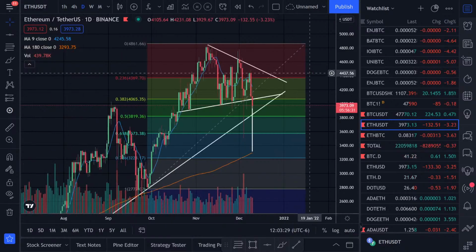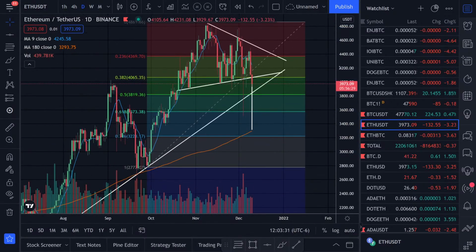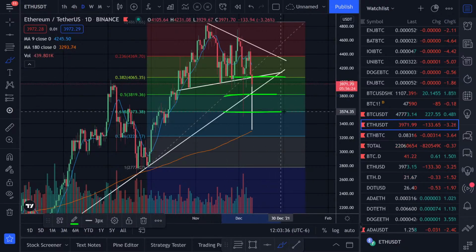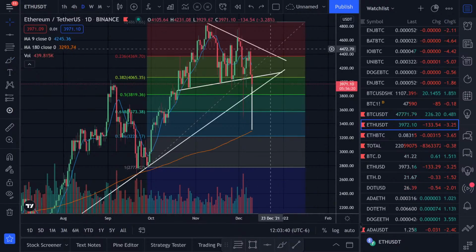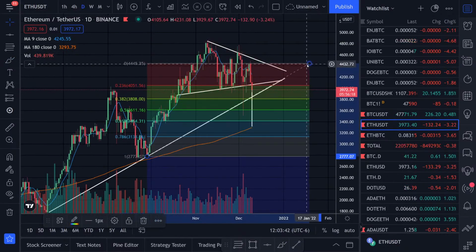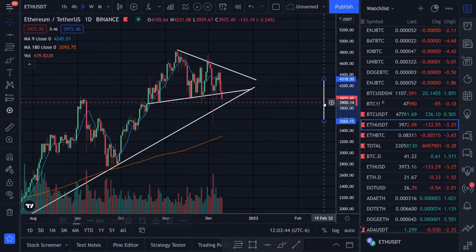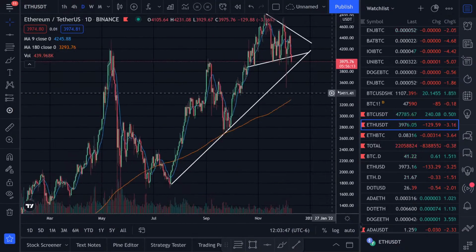Let's get rid of the Fibonacci retracement real quick. These are the levels that I'm watching on Ethereum, these Fibonacci levels. And we could also take a look at that pattern. Let me delete this, and let me show you what I'm looking at.